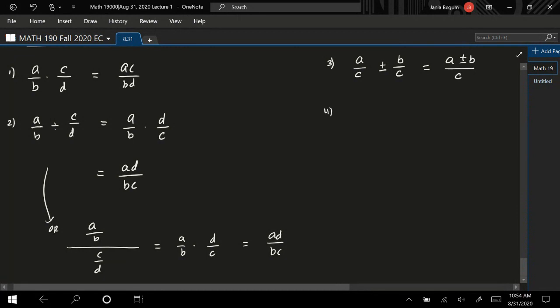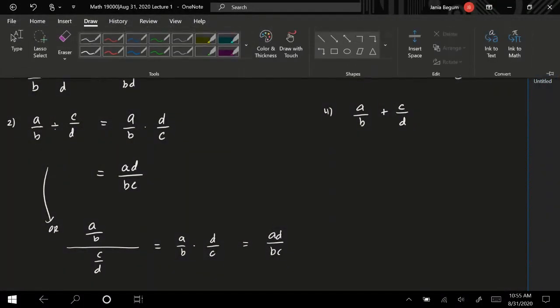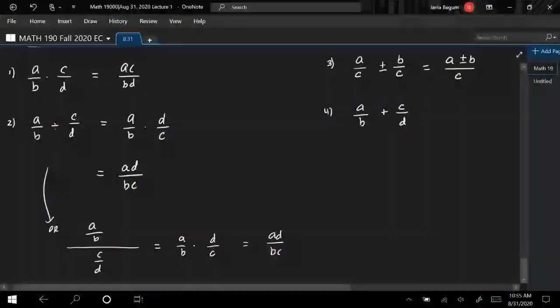Now, what if, right? What if you have A/B plus C/D? Now, I want to add these fractions, but I don't have the same denominator. So let's hear from, let's see, Alejandro. Tell us, how would you add these two fractions? So I would multiply A/B by D. So I'd multiply the numerator and the denominator by D. And then I would multiply the numerator and denominator for C/D by B.